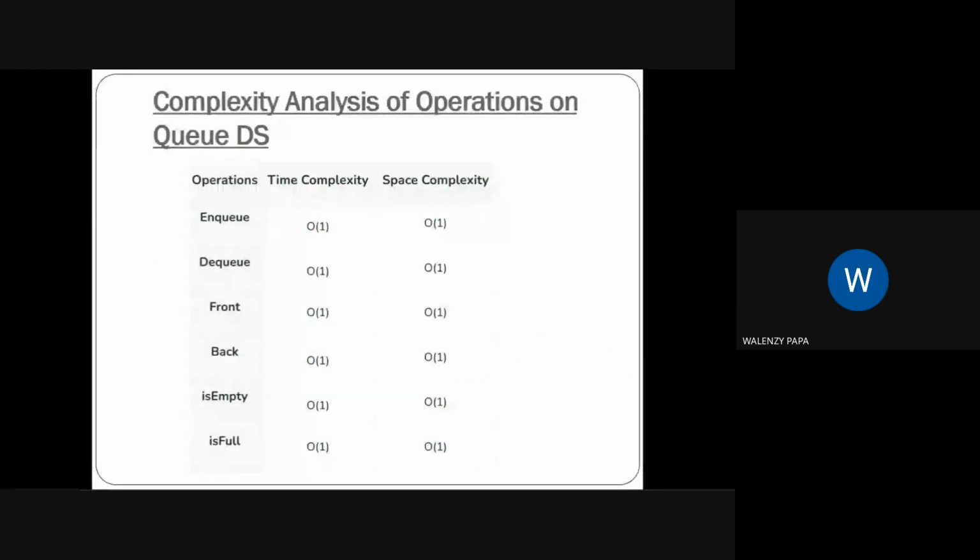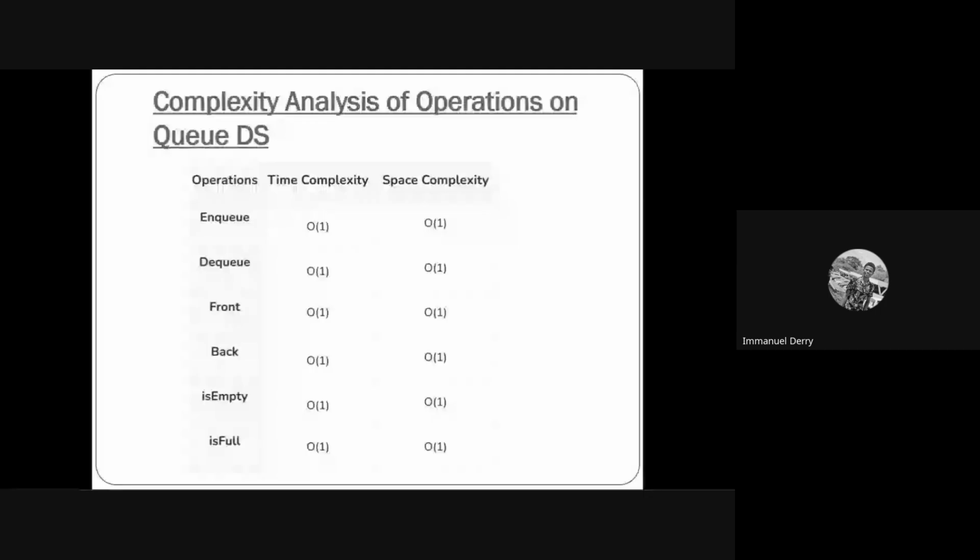we dequeue from the rear. No, we enqueue from the rear and then we dequeue from the front. I don't know whether I'm right. That is how it works. So we enqueue from the rear and then we dequeue from the front.